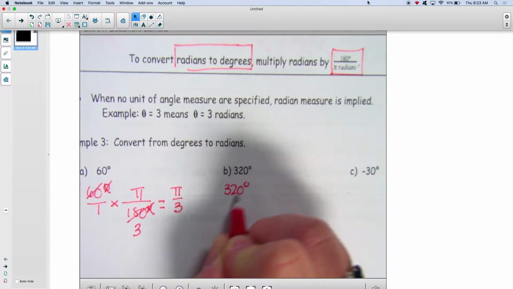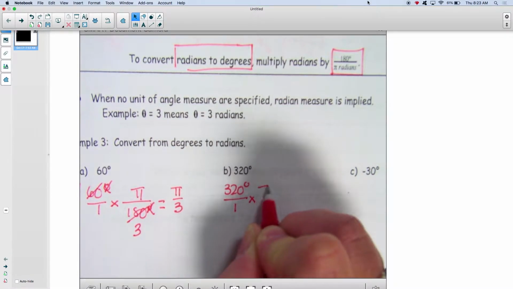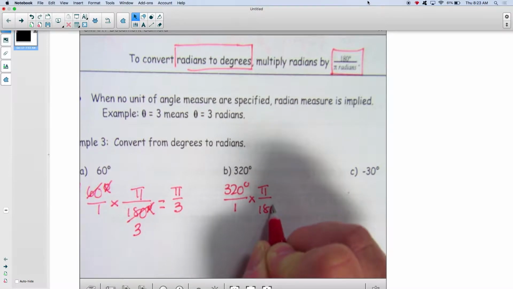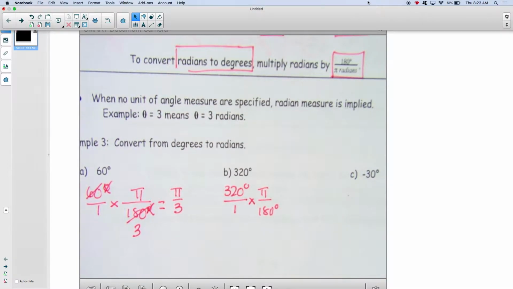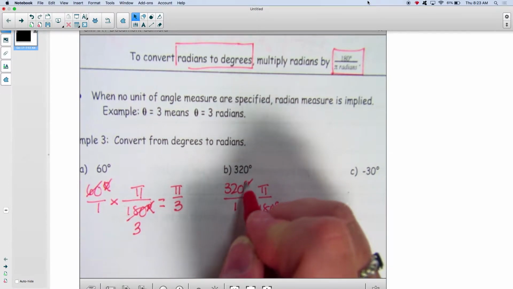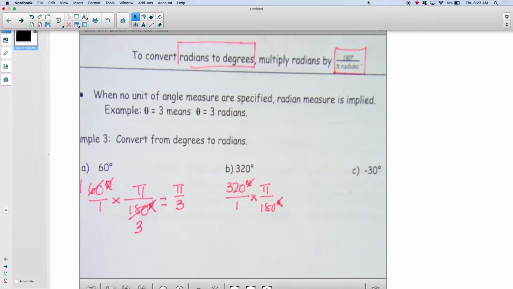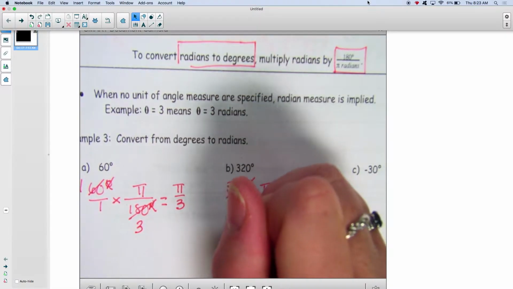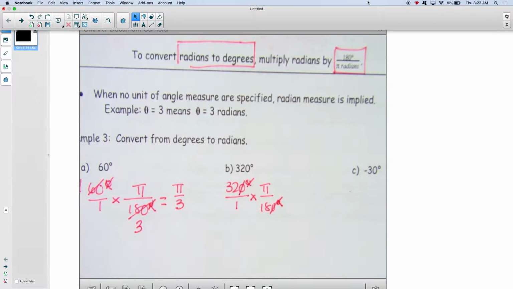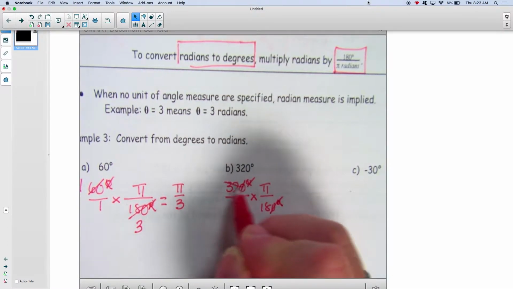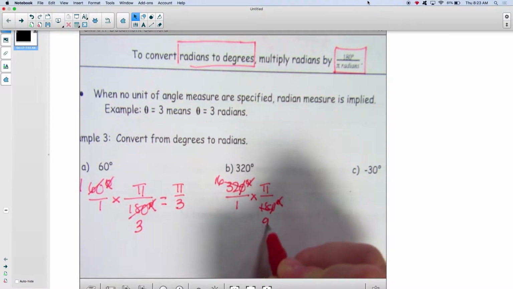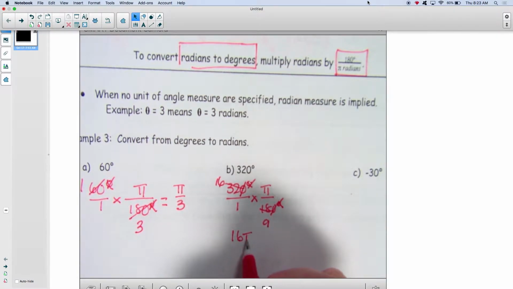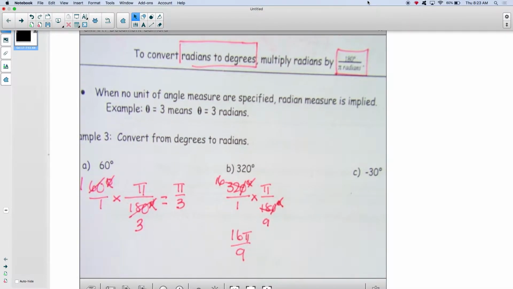320 degrees times pi over 180 degrees. The degrees cancel. 320 and 180, they're both divisible by 10, so I can cross off those zeros. And I can divide them both by 2. I get 16 pi over 9.